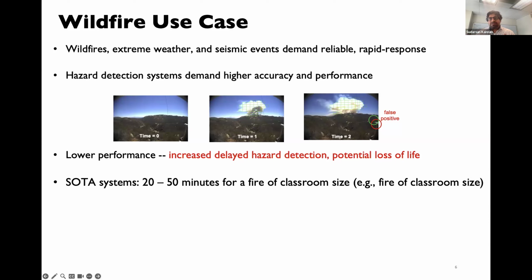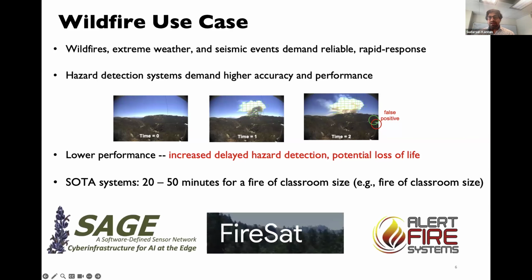The point here is not about just these specific images, but that identifying some of these hazards is more challenging than it seems, and this could lead to increased delay in hazard detection and potential loss of life. We studied a lot of state-of-the-art systems, and from the data we have collected, they take somewhere between 20 to 50 minutes for more accurate detection, and that's quite a significant amount of time even for classroom-size fires.